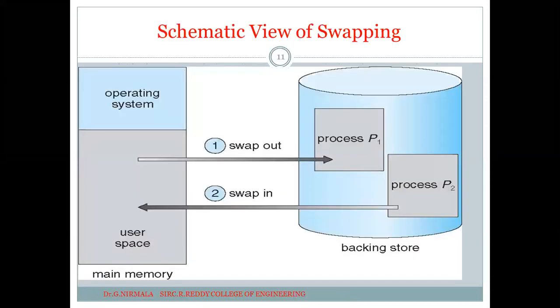This is the diagram. Some higher memory will be assigned to the user space, and some low memory will be assigned to the operating system. When booting is done, the process of loading the operating system into the main memory is called booting, and the bootstrap loader loads the operating system into the main memory. This is the user space, this is the main memory, and this is the backing store. Backing store means your secondary storage disk or secondary memory.